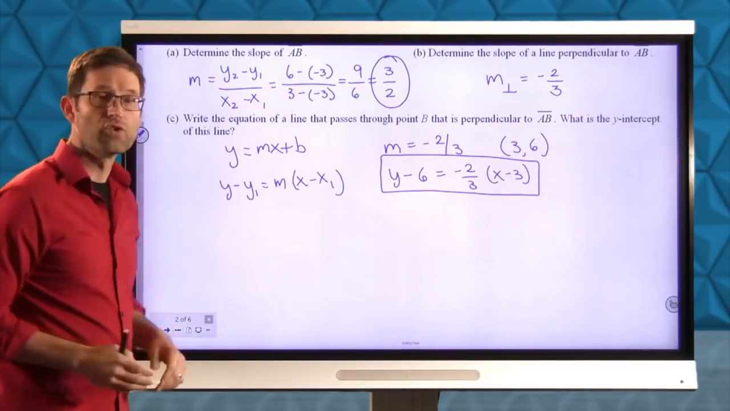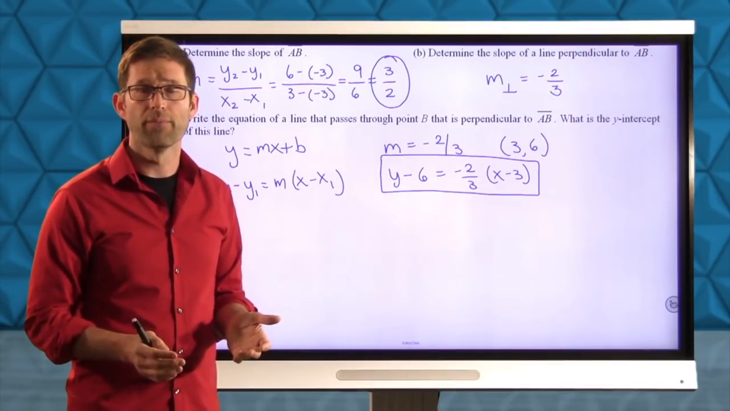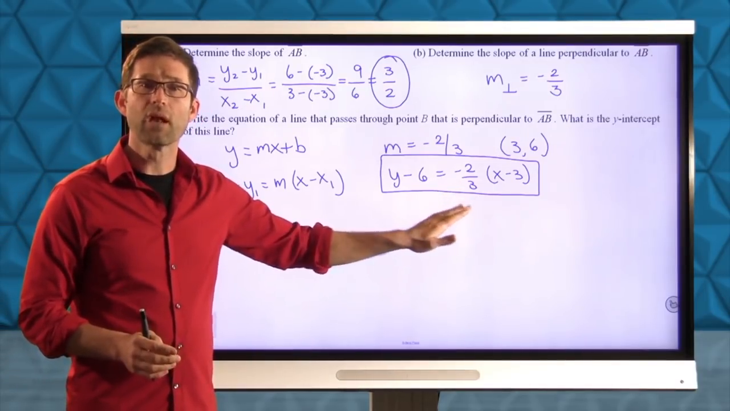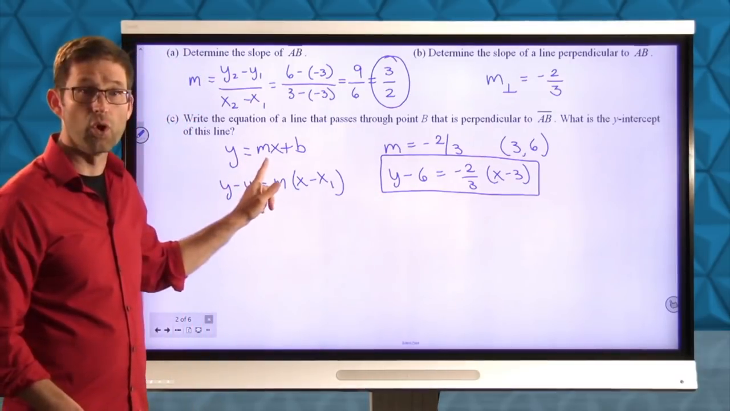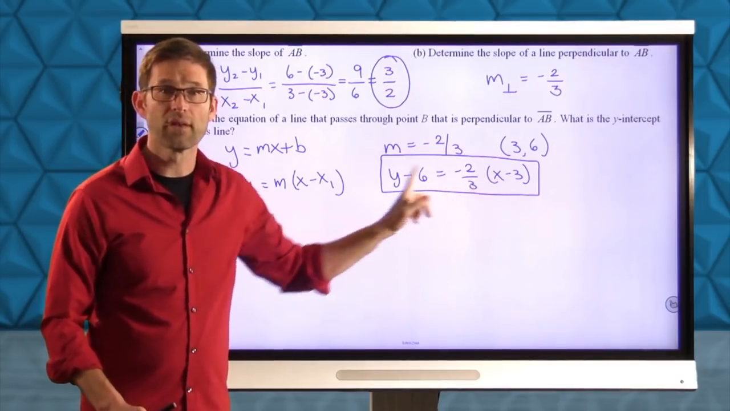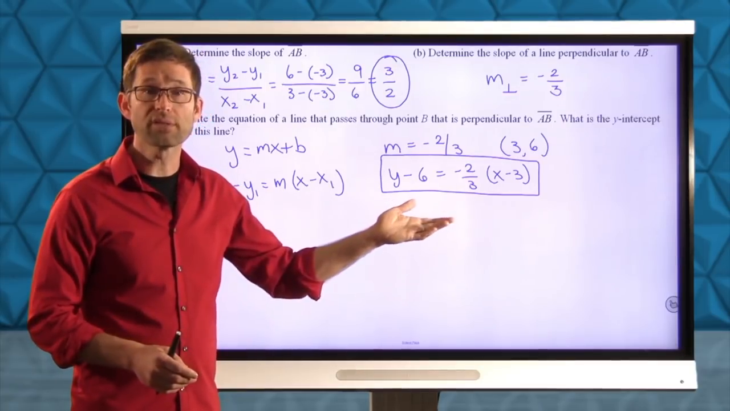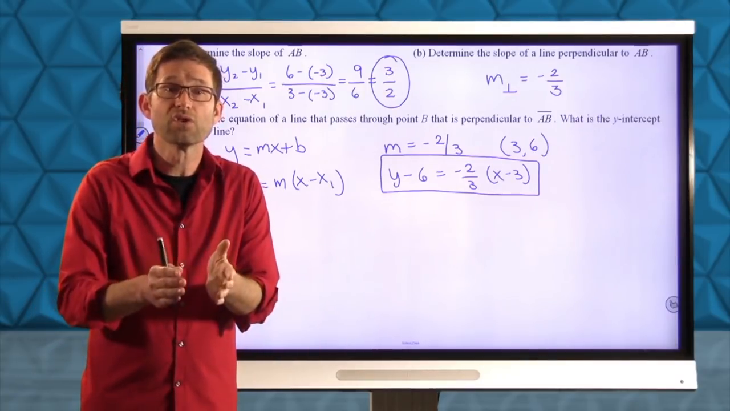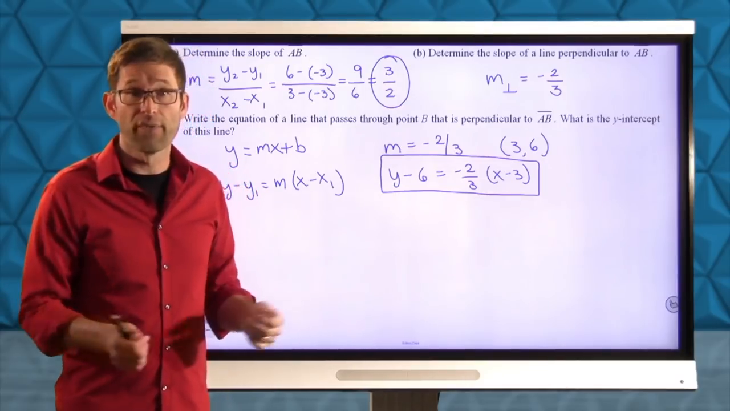Now, one thing that's a little bit tricky, though, is they then said, what's the y-intercept of our line? In this form, it's not possible to immediately see the y-intercept. We can if we're in slope-intercept form, but we're not here. This is point-slope form. But you can always take point-slope form and rearrange it into slope-intercept form for whatever purpose. In this case, to actually find the y-intercept.